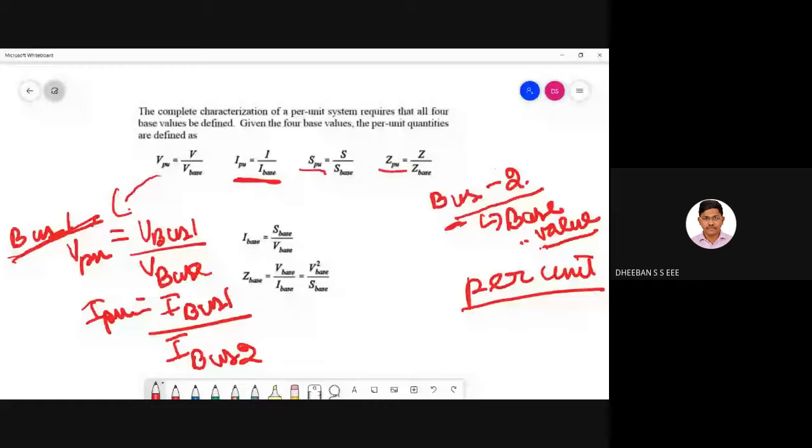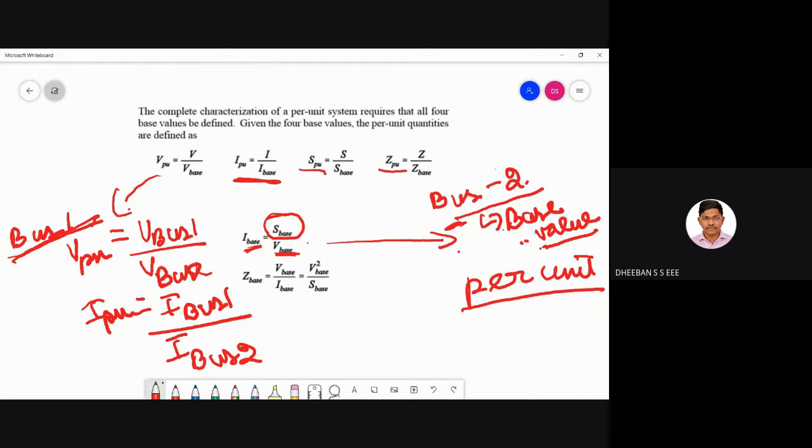Here the base value of voltage remains the same. In most cases, you can find it in the question itself. They will be giving you the base value of voltage, but the base value of current they won't give. They will give the power rating. It is you who have to find out the current base value. So the current base value can be found like this: I base will be equal to S base divided by V base.